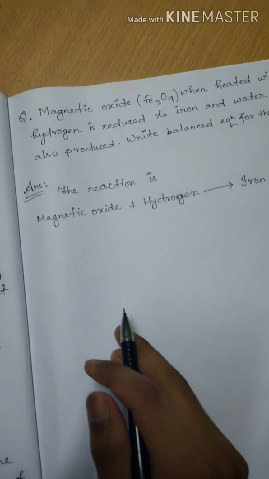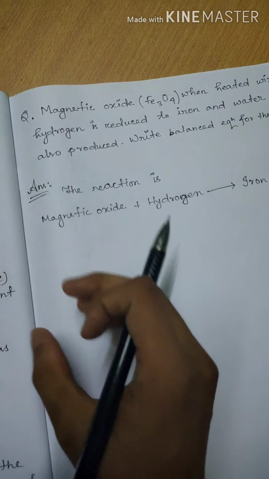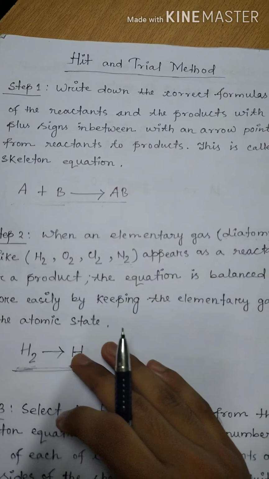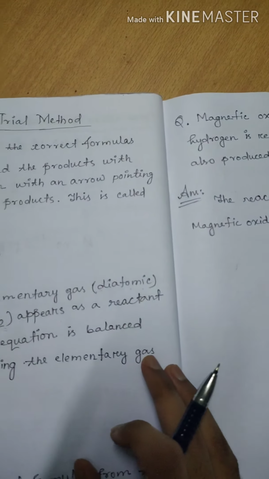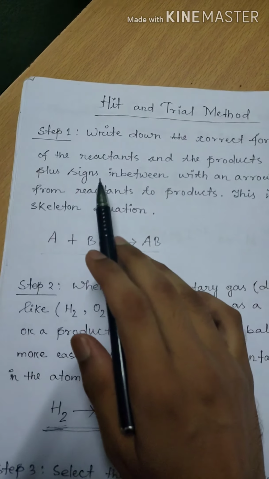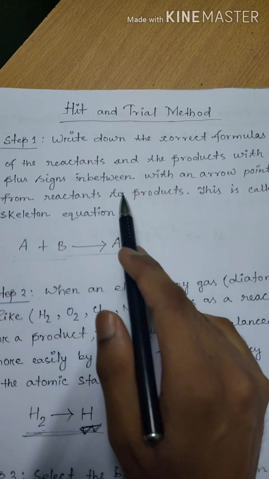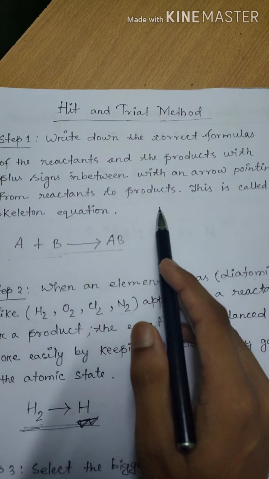Okay, so now we shall apply these 3 steps one by one. What was our first step? Our first step was: write down the correct formulas of the reactants and the products with plus signs in between, with an arrow pointing from reactants to products.